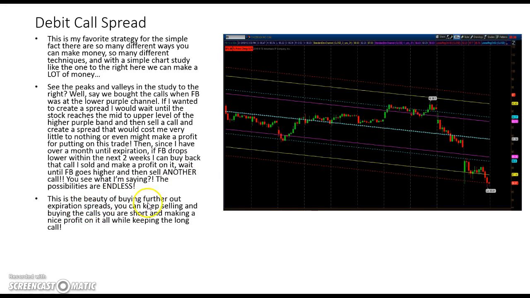This is the beauty of buying further out expiration spreads. You can keep selling and buying the calls you are short and making a nice profit on it, all while keeping your long call.